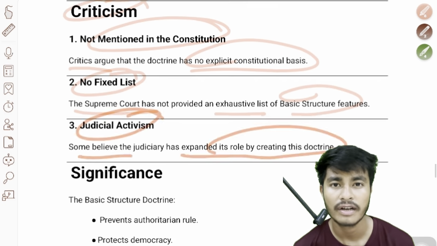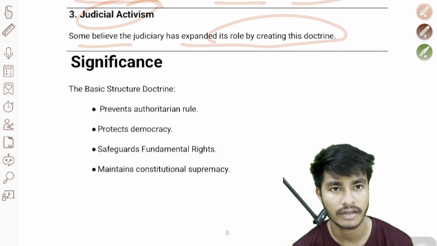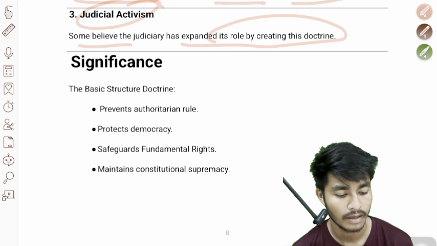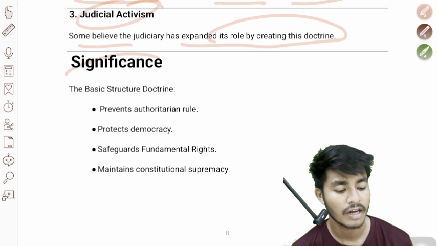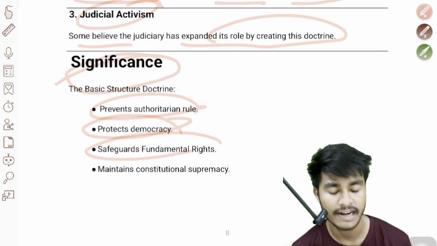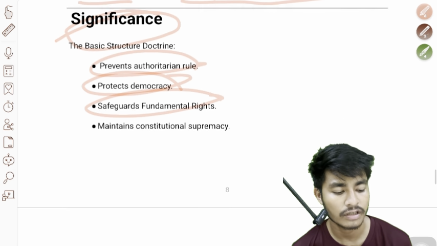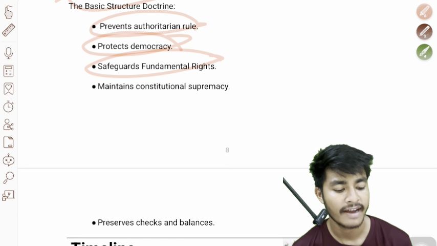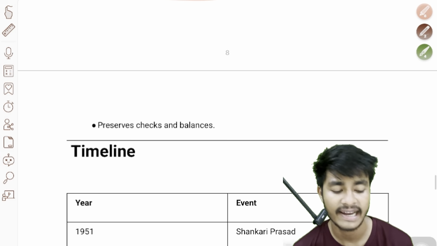And now we'll move to the significance of the basic structure in the Indian Constitution. So first one, prevents authoritarian rule, and second one is protects democracy, and third one is safeguards fundamental rights, fourth one maintains constitutional supremacy, and last one preserves checks and balances.